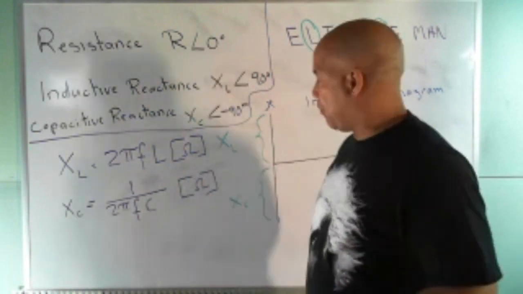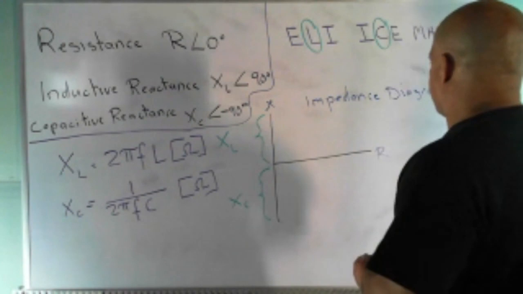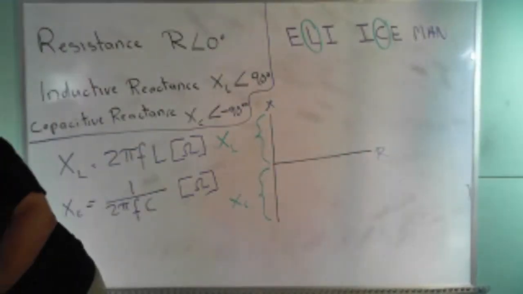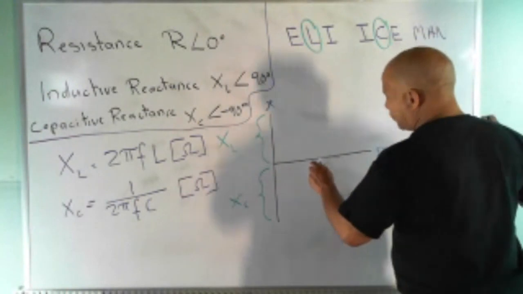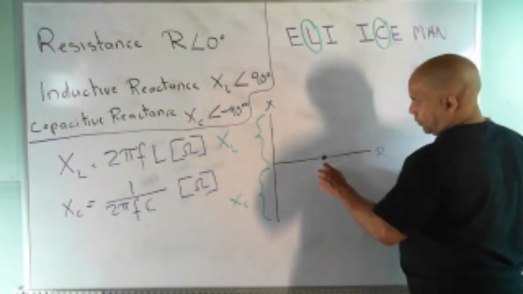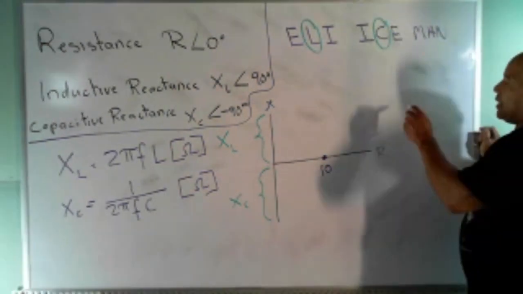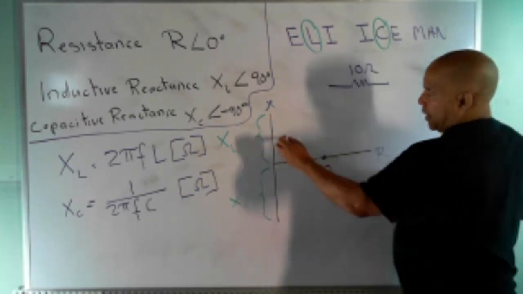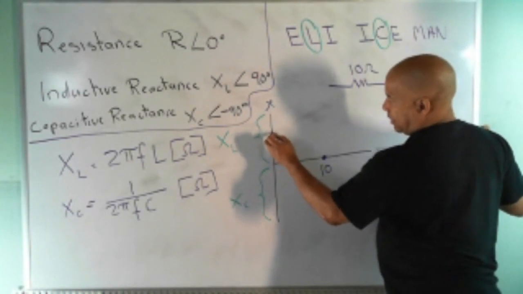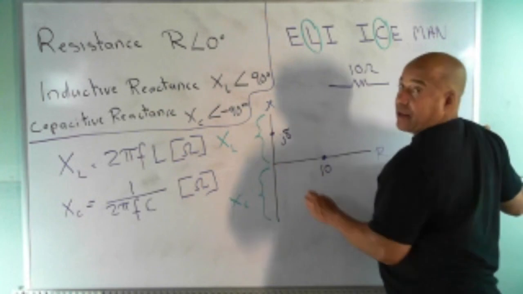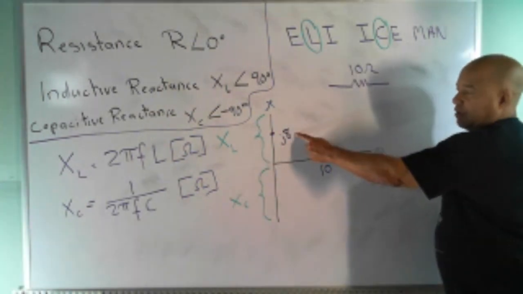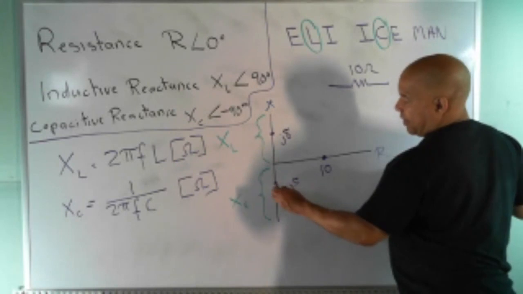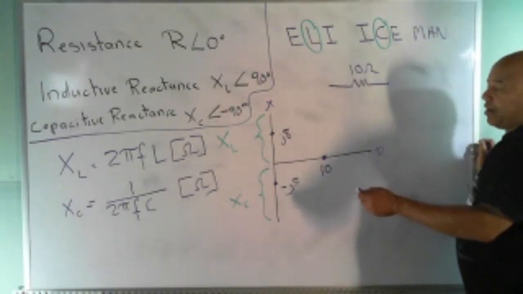I want to show you one more thing before we sign off. Say I have a value right here, let's just say 10. That would be 10 ohms. That means I have a resistor that's 10 ohms. If I have a value right here, let's say that's 8, but it'll be J8. That will mean I have an inductor with a value of J8 ohms. Or maybe if I have a value down here of minus J5, that would mean I have a capacitor whose value is minus J5 ohms.